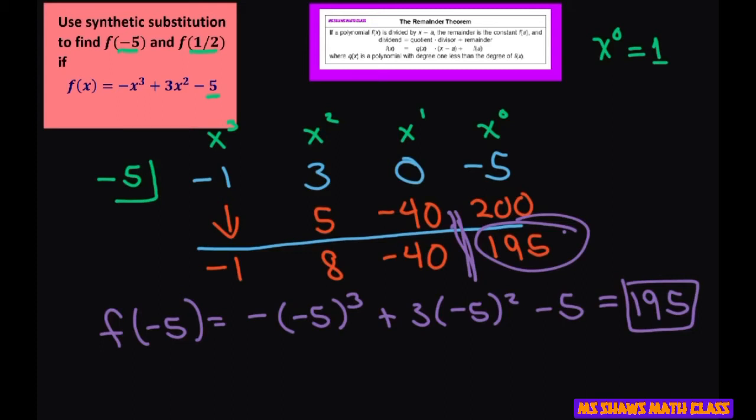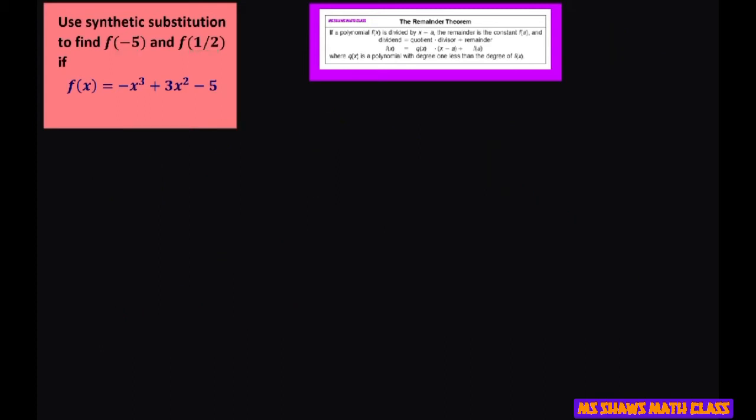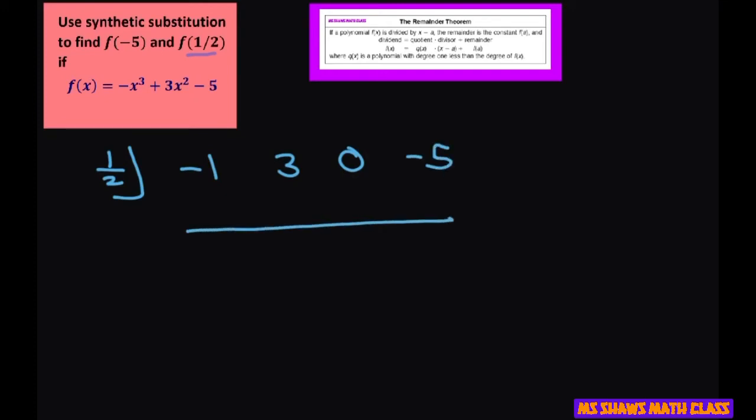Okay, let's try the 1/2. Some of these aren't so nice. I don't think this one is. Let's see. So let's see. I'm going to put the 1/2 here. And we're going to also put -1, 3, 0, and -5. All right. First step, bring down the -1.